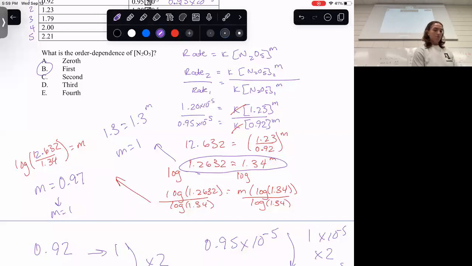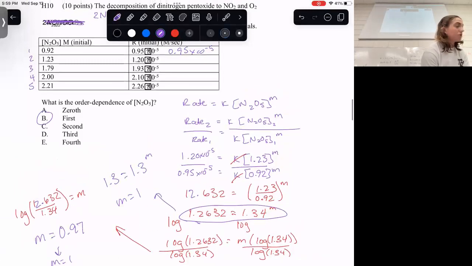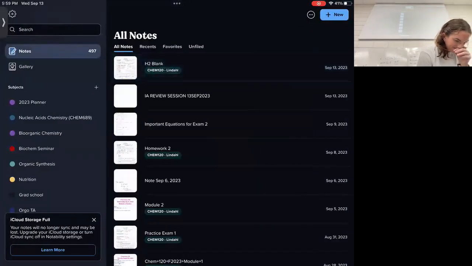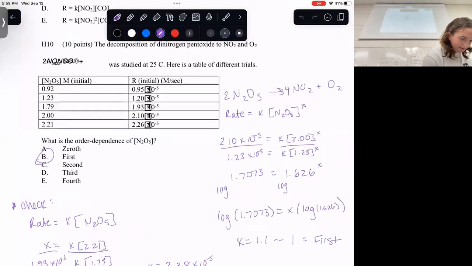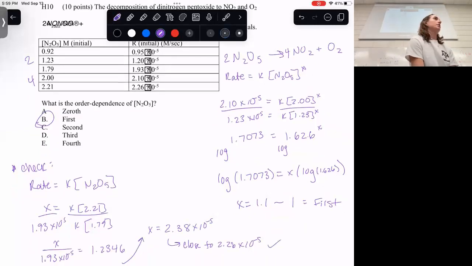Yes, so for this question here, we used trial 2 and trial 1. When I did this myself over the weekend, I picked trial 4 with the 2 and trial 2 with the 1.23. I got to the same thing where x was about equal to 1.1. So it doesn't really matter what trials you pick. He's saying that it'll always come out to that same order.